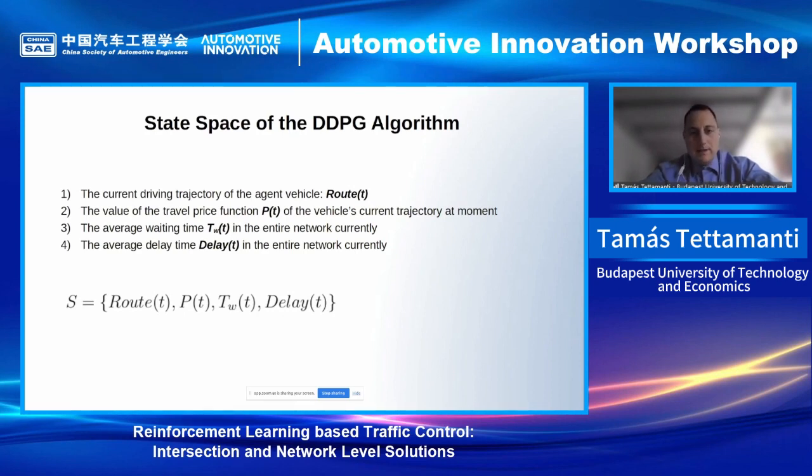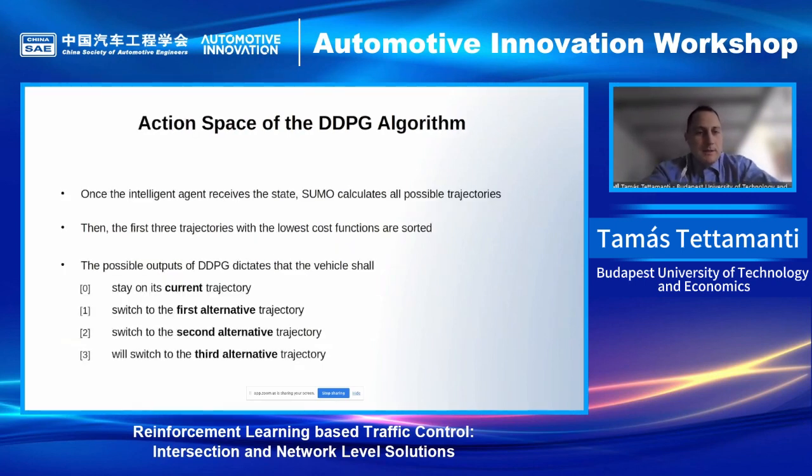So delay is generally calculated in the traffic engineering world in a way that we assume a free flow situation and compare this free flow travel time with some other travel time with a jam or not free flow, and the difference will be the delay, of course. So compared to the idealized situation, we can calculate the delay time. And so these are the four states in the state space which are considered in the algorithm.